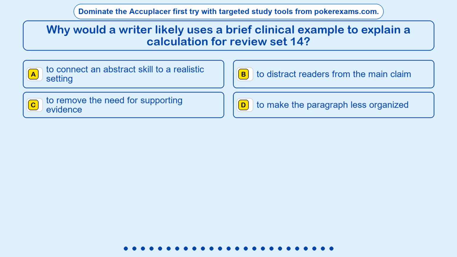Question 16. Why would a writer likely use a brief clinical example to explain a calculation for review set 14? Option A, to connect an abstract skill to a realistic setting. Option B, to distract readers from the main claim. Option C, to remove the need for supporting evidence. Option D, to make the paragraph less organized.